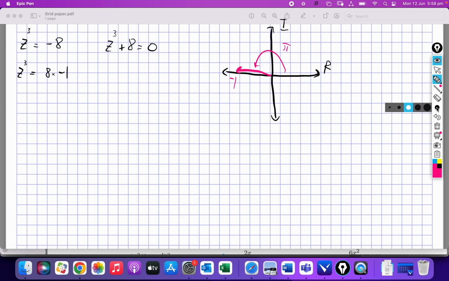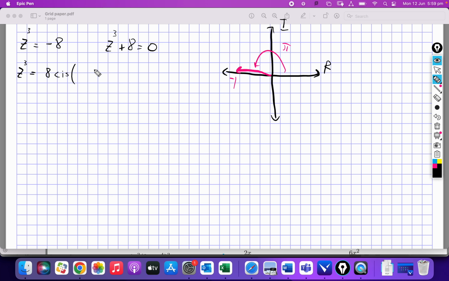Keeping it at 1 keeps it easy. It's got a modulus, a length, of 1. So instead of writing 8 times -1, write this: cis pi.